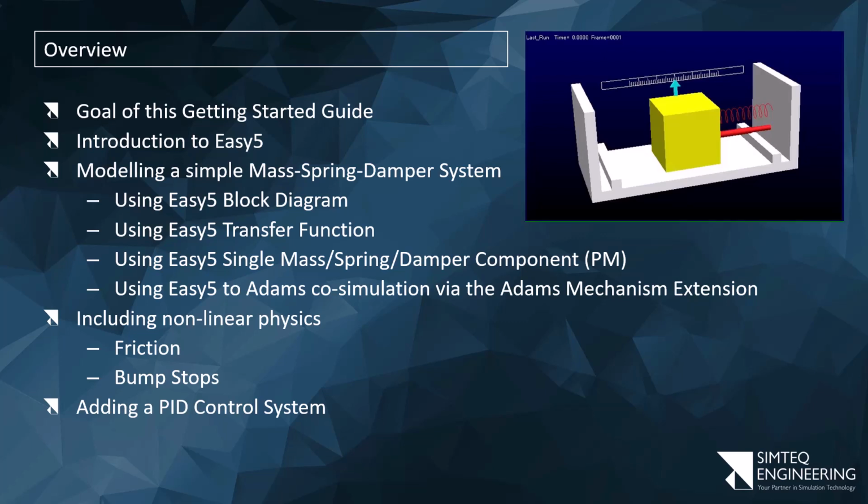In the second video, we then looked at adding friction and bump stops both to the Easy5 spring mass damper component as well as to Adams, and saw that we got almost identical results. And so everything has worked well so far. The last step in the process now is to actually add a control system to our Adams model. So we have a mass spring damper system which we want to be able to control in order to move the mass to a very specific location.